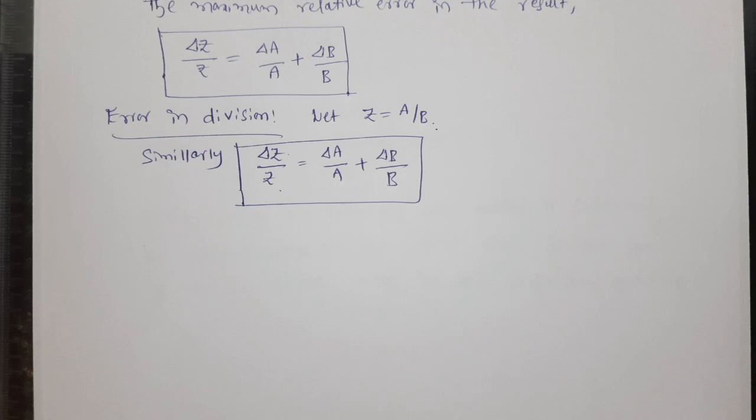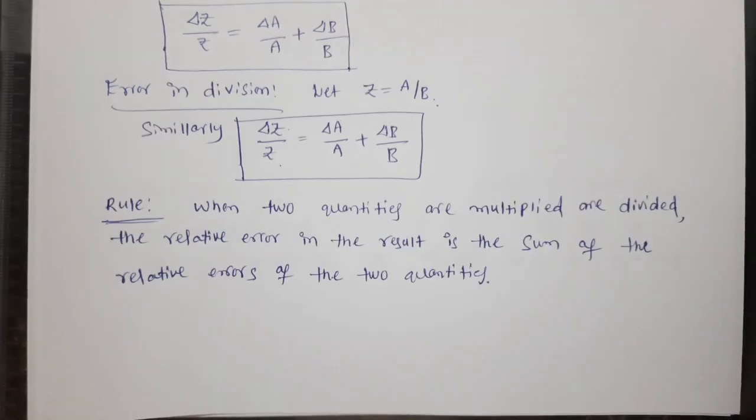In a similar manner, in the case of product or division, when two quantities are multiplied or divided, the relative error in the result is the sum of the relative errors of the two quantities. For sum or difference we have one rule, and for product or division we have another rule. Now let us write that rule here.